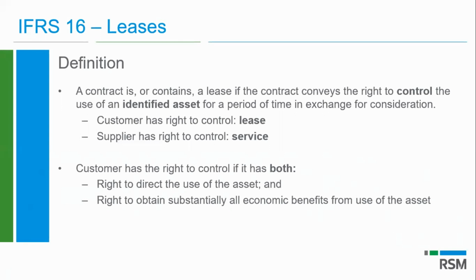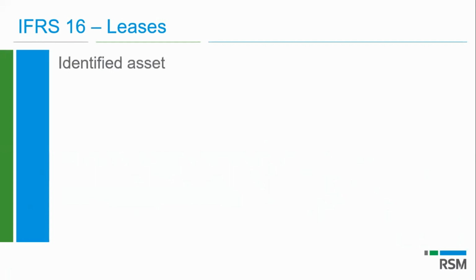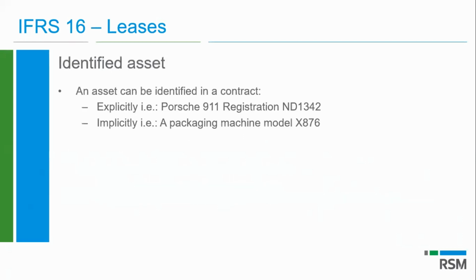Okay, so just breaking down the definition and looking at the different aspects. What is an identified asset? An asset can be identified in a contract in two ways, either explicitly or implicitly. Explicitly refers to a specific asset with a specific serial number or registration number or something like that, or implicitly it can be like that example says, a specific part of a piece of equipment with a specific serial number.